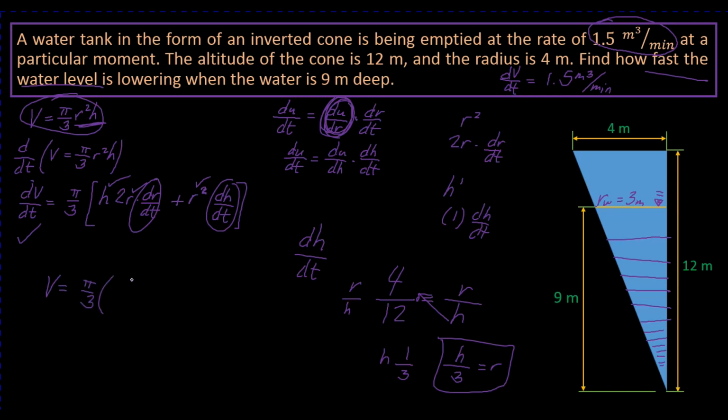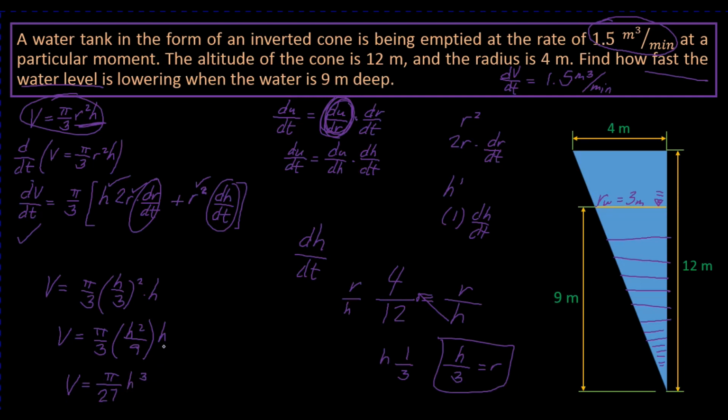It looks something like this. Substitute r, which is h over 3, so h over 3 raised to 2 times h. Now, you see what's happening? So v is equal to pi over 27 h raised to 3. If you differentiate this, we will only have v and h, and dv over dt is already given. We know it as 1.5.